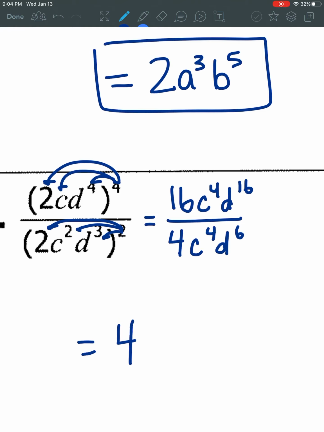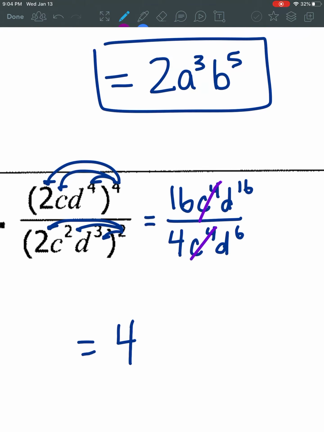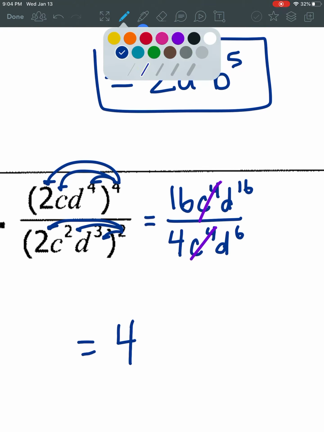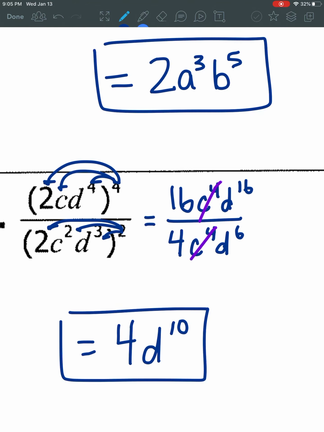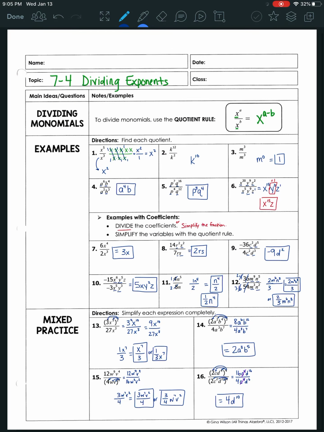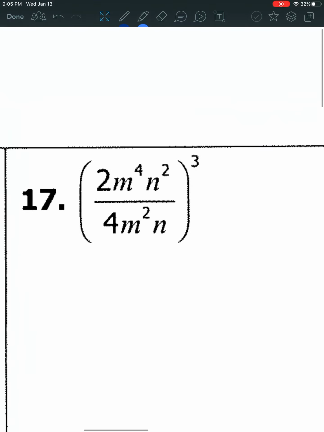Now let's simplify. 16 over 4. We do get a whole number, 4. C to the 4th over c to the 4th, so everything is going to eliminate there. And then our d is going to be to the 10th power when we subtract them. Okay? Now, there are a lot more examples on the back side.